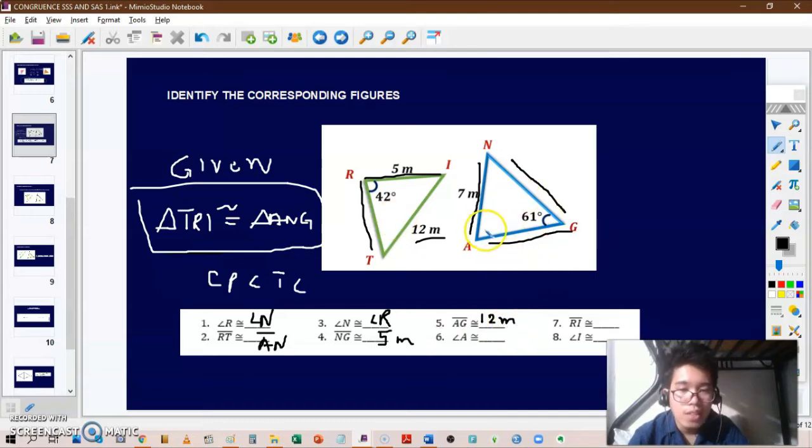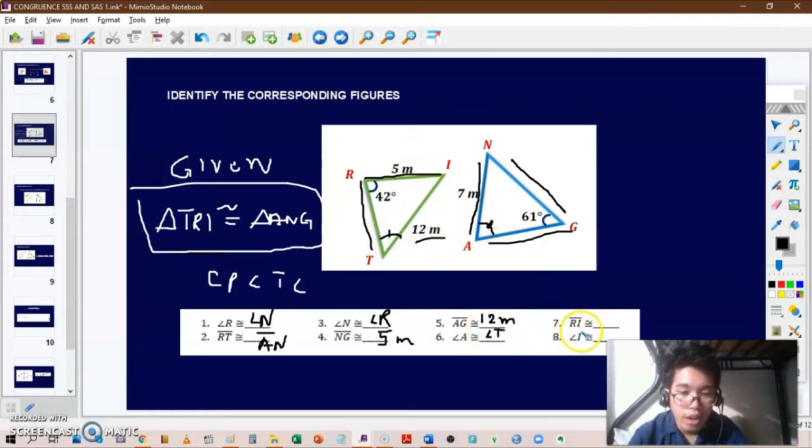Then we have angle A, and we want to know its corresponding part. Its corresponding part in triangle TRI is angle P. So we can simply write here angle P.